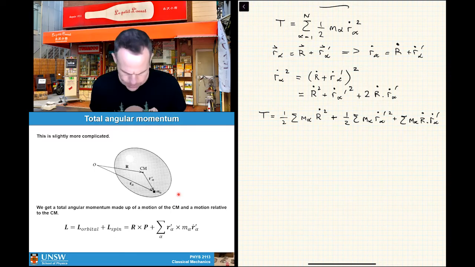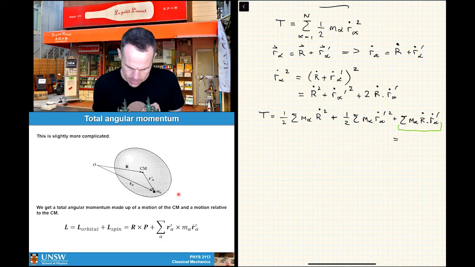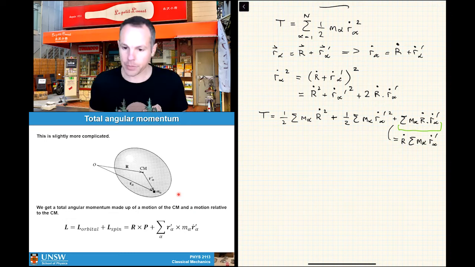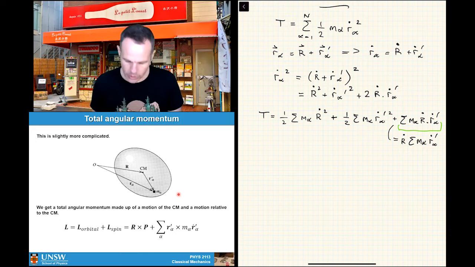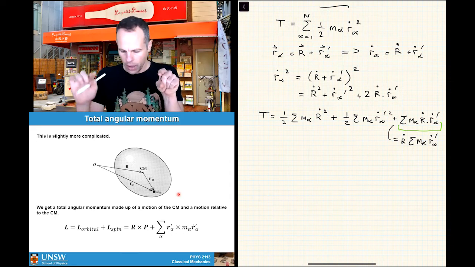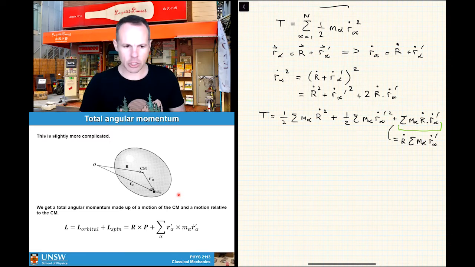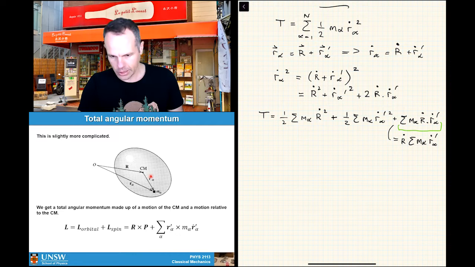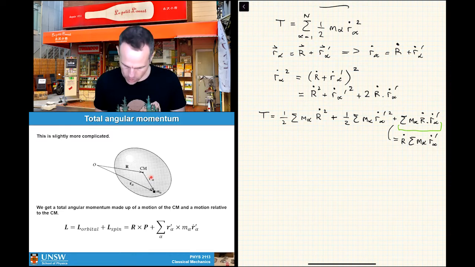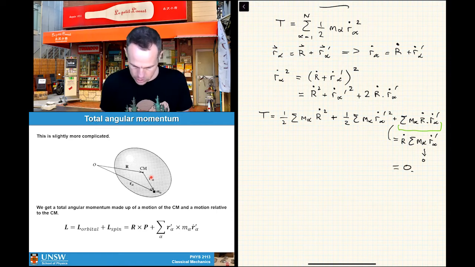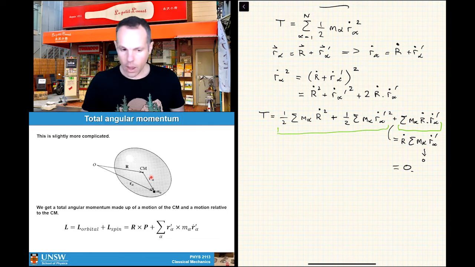Okay, now this final term on the end here is 0, and it ends up being 0 because we can write it as r dot sum m alpha r alpha dot dash, and we know from what we were doing before that the sum over alpha of m alpha r alpha dash is just the position of the center of mass relative to the center of mass, which is 0. And then if you take the derivative of 0, you get 0. Okay, so this thing is 0 in here, and so the whole term becomes 0. And what we're left with is just these two terms on the two ends there.